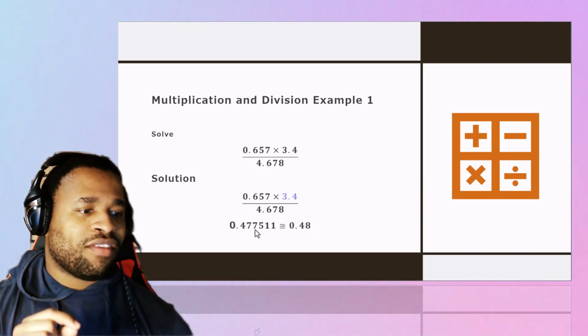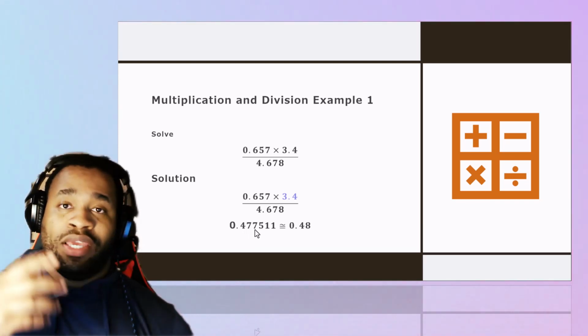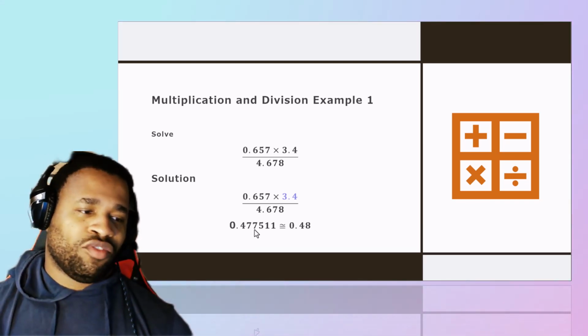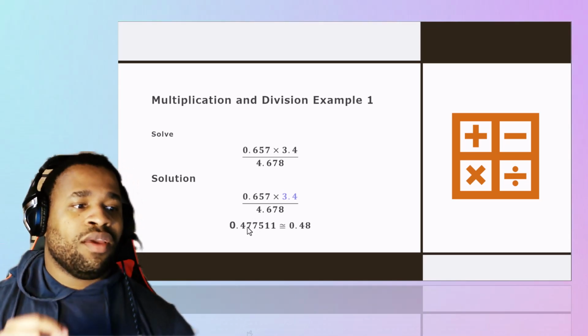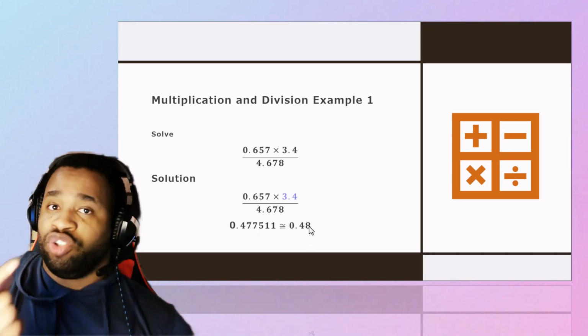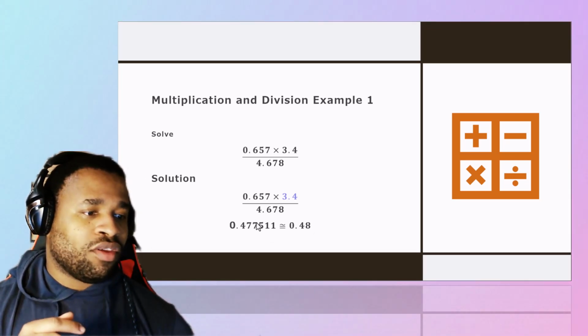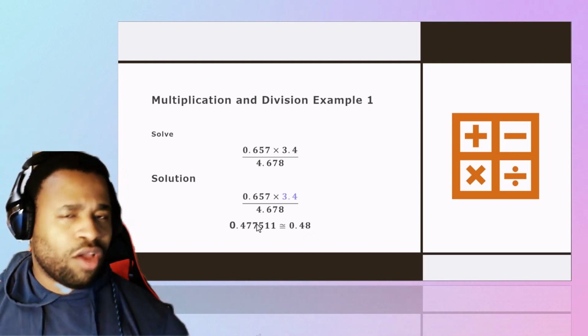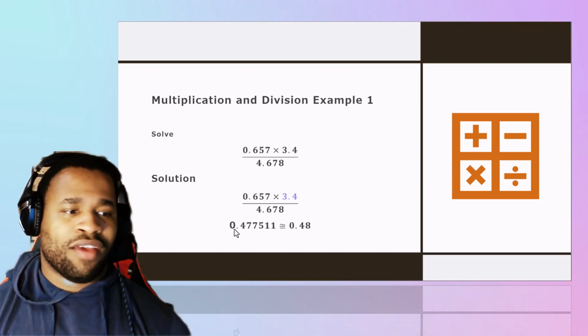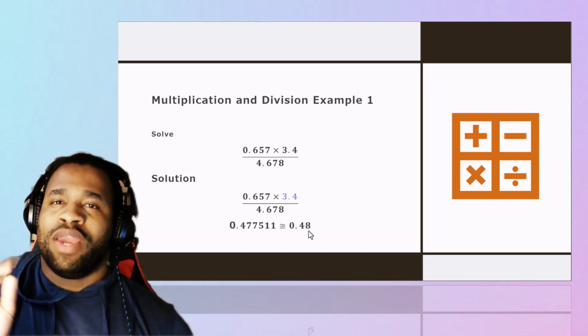So that means our 7 here is going to be, of course, greater than 5, which means it's going to be adding 1 to the 7, which makes this to be 8 as shown right here, and then the other digits after the 7 are going to be thrown away. Therefore we have our answer to be 0.48.